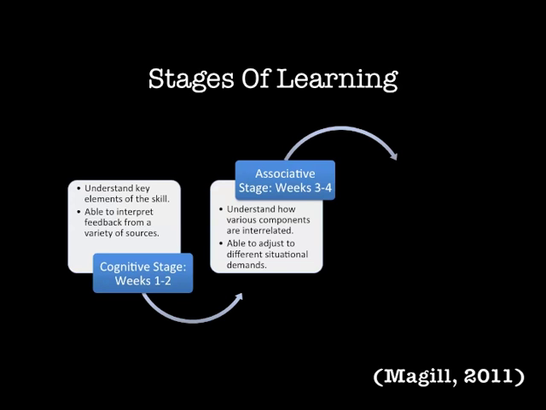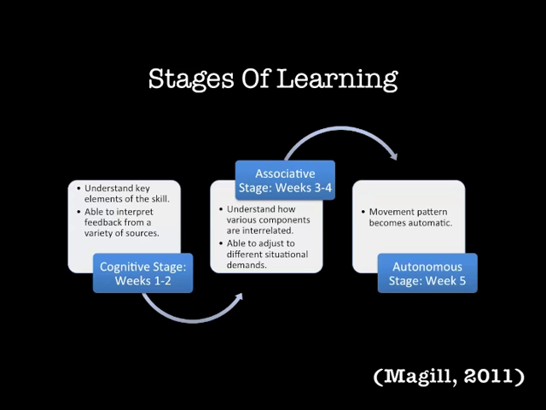Weeks 3 and 4 will be spent targeting the associative stage. So this will assist the learner in understanding how various components are interrelated, and will also assist them in being able to adjust to different situational demands. The 5th week will be spent targeting the autonomous stage. So this is when the movement pattern becomes automatic to the learner.